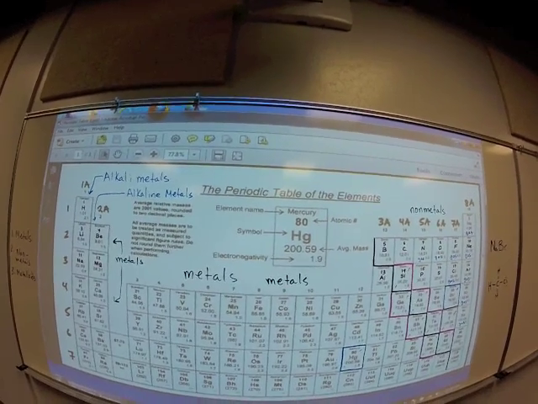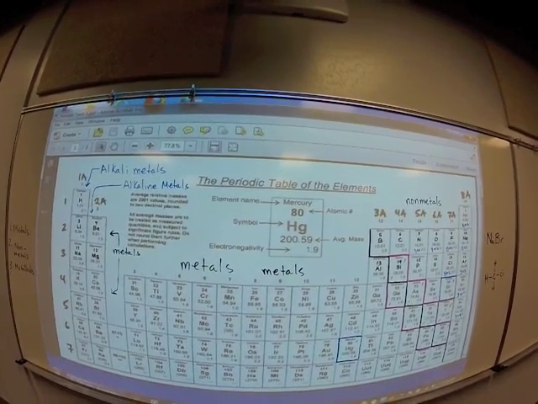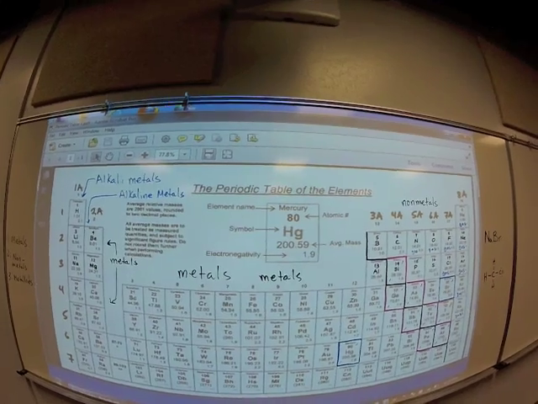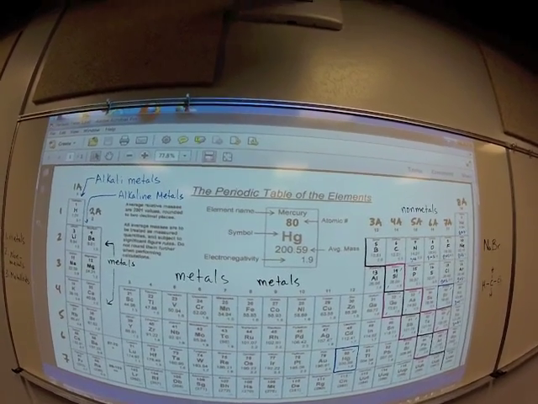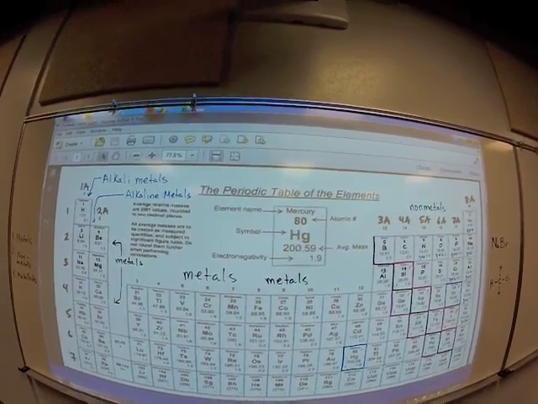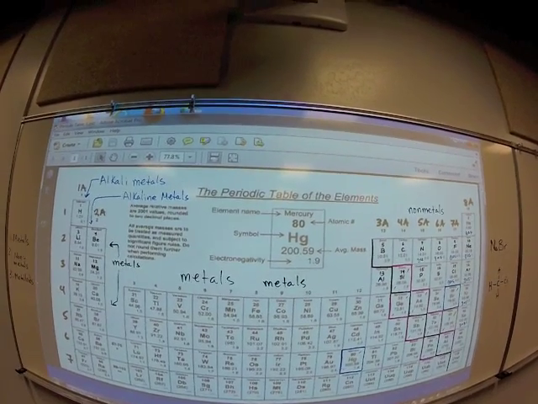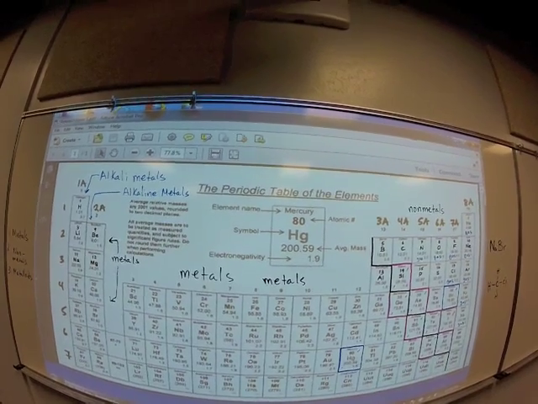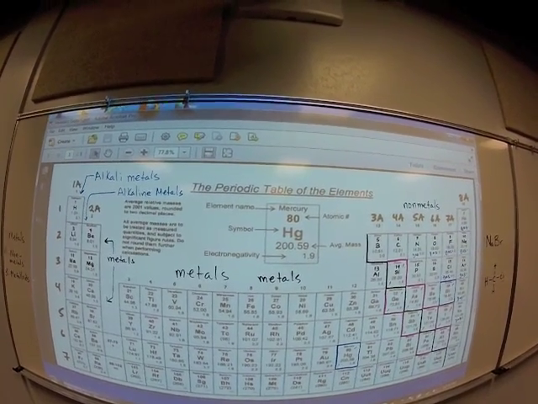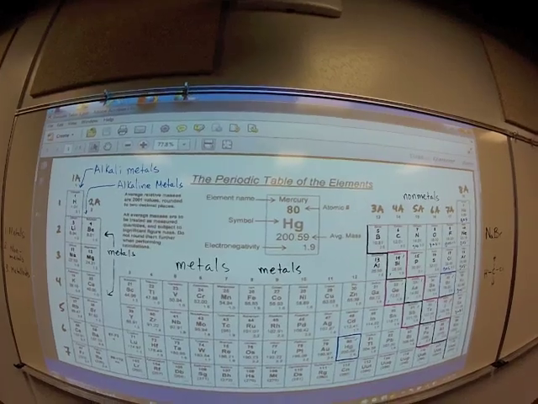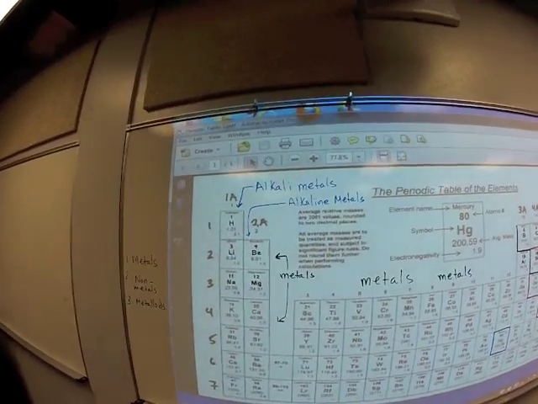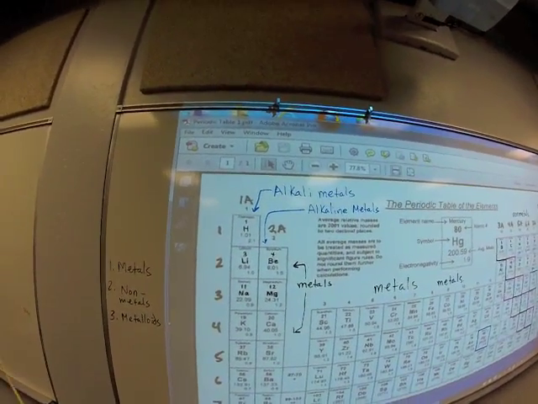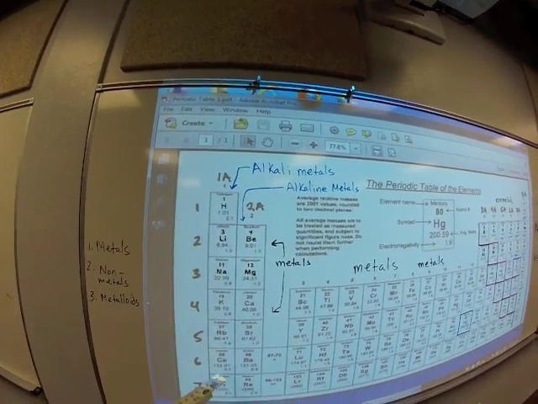Now, we're going to focus on ionization energy first. So what is the definition of ionization energy? Ionization energy is the energy required to remove an electron from a gaseous element, a gaseous neutral element. There are going to be two trends. Now, we'll start by talking about the trend moving down any particular group.